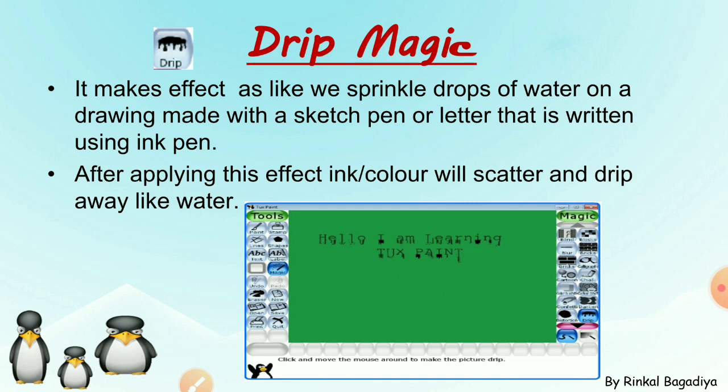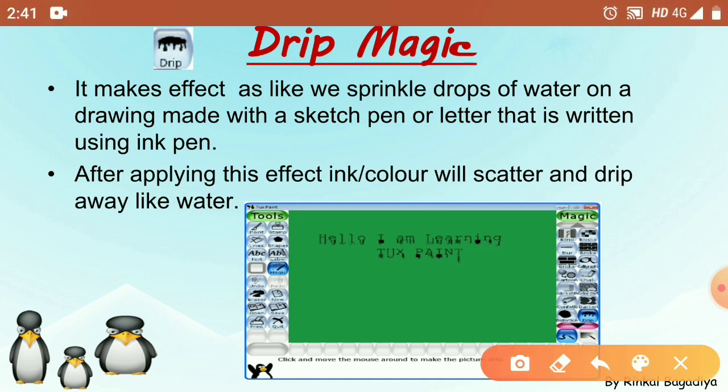Children, tell me one thing. What happens when you sprinkle drops of water on your drawing? Yes, the drops of water mixed with ink or color of your drawing and will scatter and drip away on the drawing. Yes, same as you can see on the screen, these tracks are dripped at the bottom side. Yes, this type of effect we can create using Drip Magic tool.